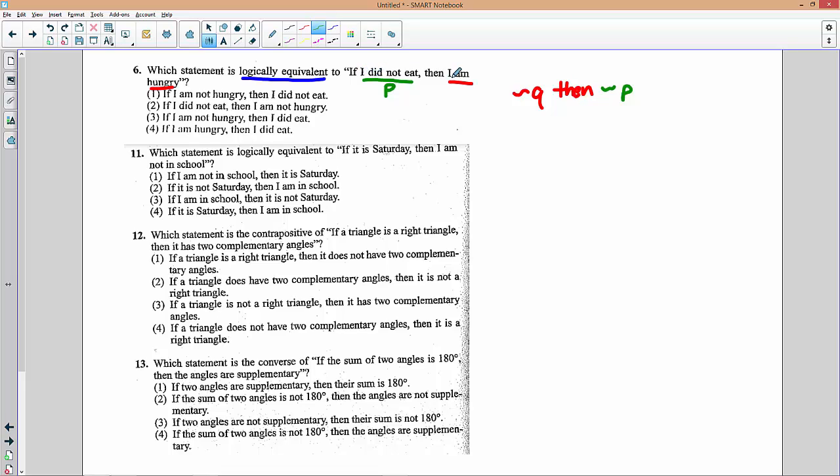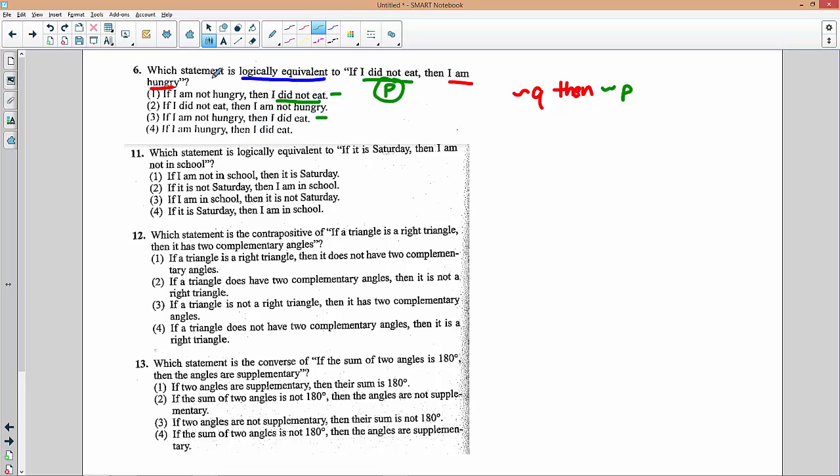So we're looking for I am hungry. We're looking for the not of that. I am not hungry. Okay? There are two possibilities here, right? A and C both start with I am not hungry. And then we needed to end with P being not-ed, right? So P is I did not eat. So if you not did not eat, you must have eaten. That makes it a positive. Then I did eat, right? Which is this one here.